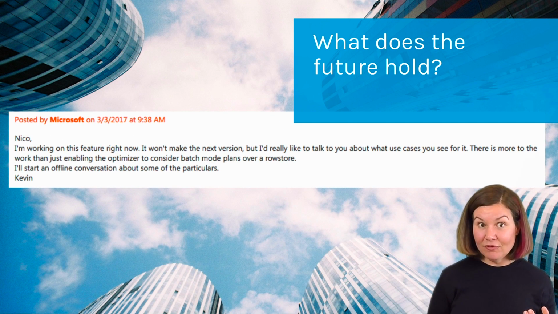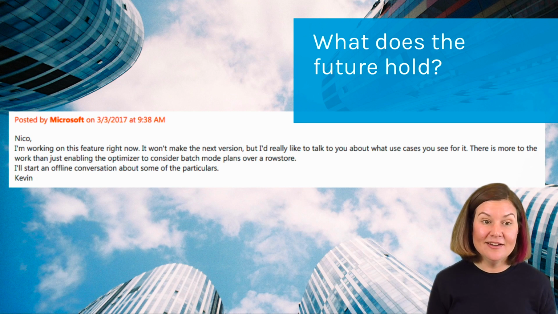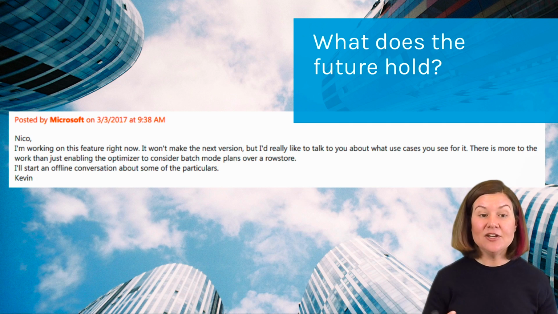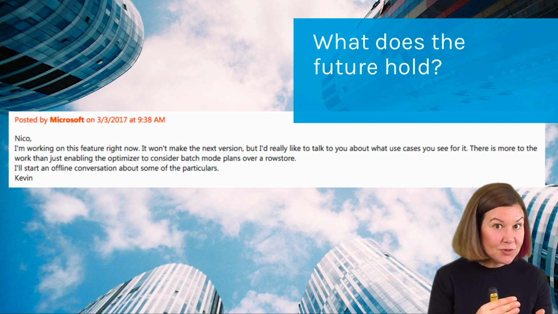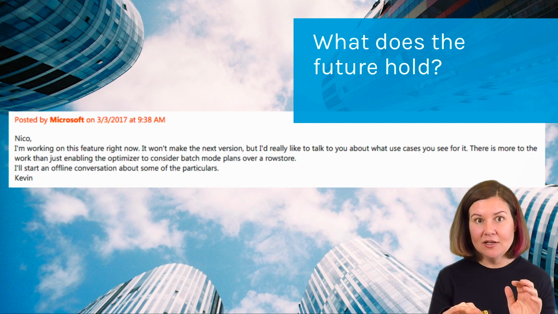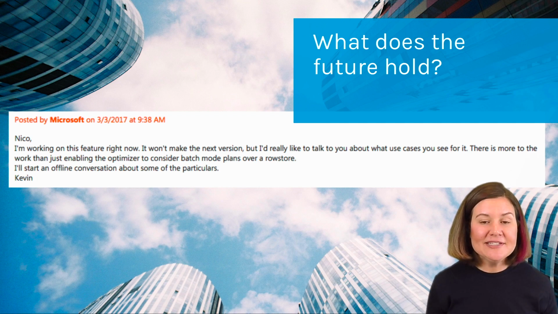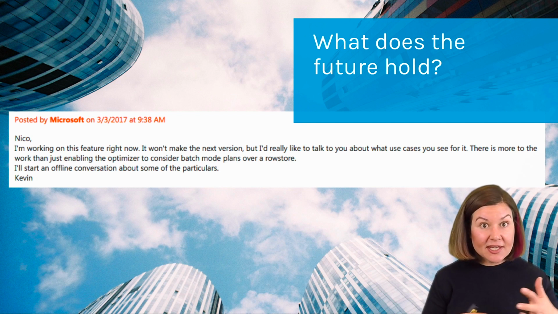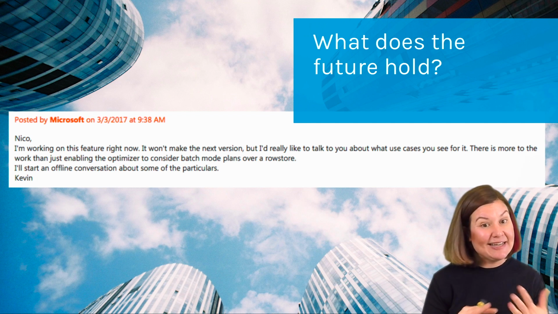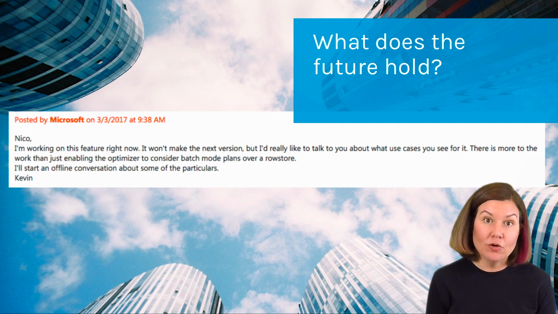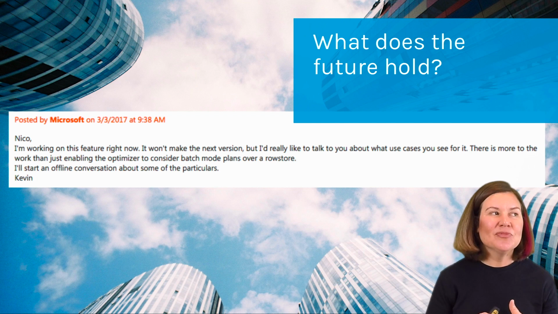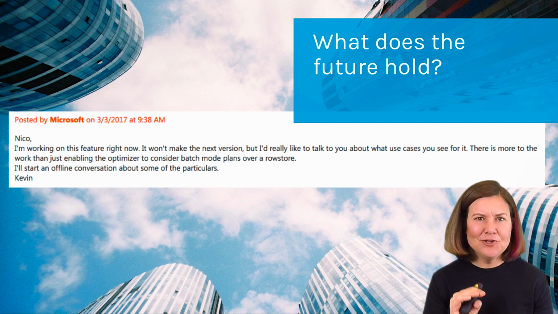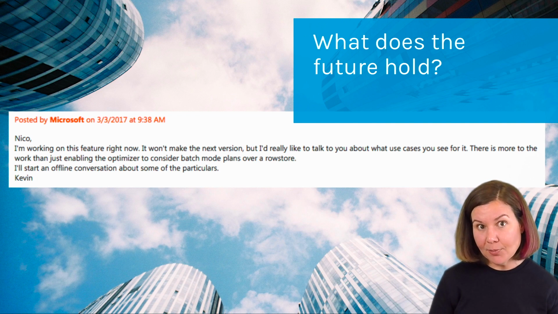There's a response from Microsoft on this. A developer updates the ticket saying, hey Nico, I'm working on this feature right now. It won't make the next version, which, this was written in March of 2017, so the next version is SQL Server 2017, I believe. But he says, I'd really like to talk to you about what use cases you see for it. There's more to the work than just enabling the optimizer to consider batch mode plans over row store. And he says he'd like to start an offline conversation. So it sounds like this is going to happen, and there's going to come a time when you're not having to do weirdo hacks to get these batch mode operators into place.